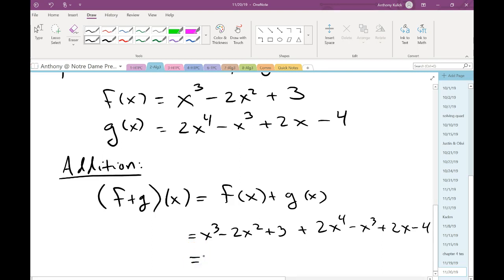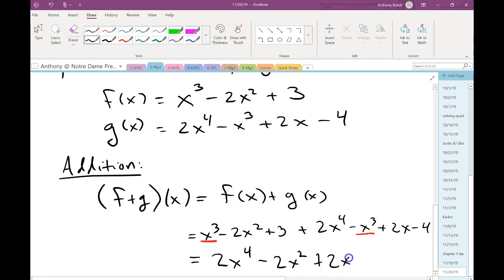So, if I want to write my answer in standard form, what's the first monomial I would write? 2x to the fourth. Good. And then what? Are you sure? Minus 2x squared. Good. Why didn't we have any x cubes? Because they added to give us 0, right? They cancel each other out. Very good. Okay, what happens next?